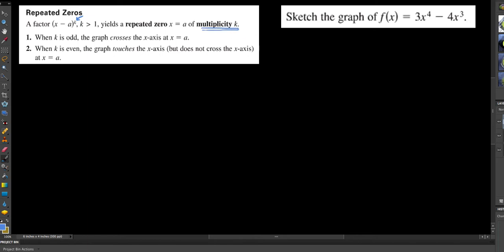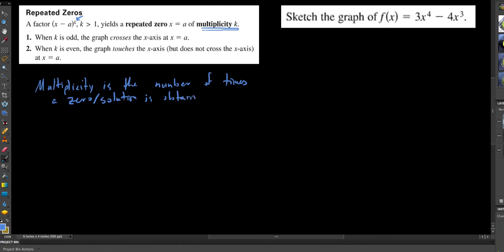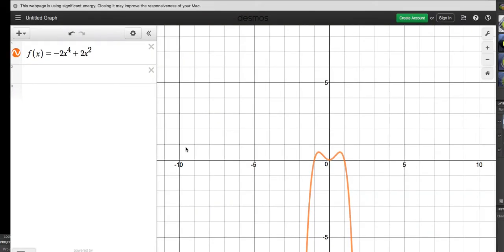And so when we talk about what is k here and how it has to do with the multiplicity, if we want to write a definition here, the multiplicity is the number of times a zero or a solution is obtained. And so what I want to look at is, what's true if we get the same zero an even number of times versus an odd number of times? I'm going to want to have you write these both down. Let's look at what happens when I get the same answer an odd number of times versus an even number of times. And hopefully we can get our graph to work here without spazzing out.